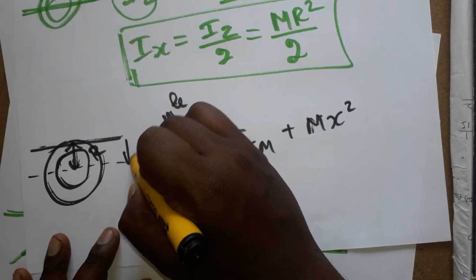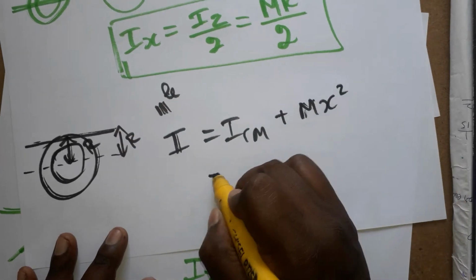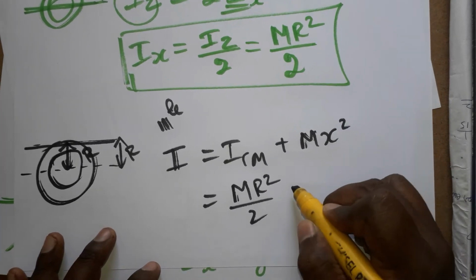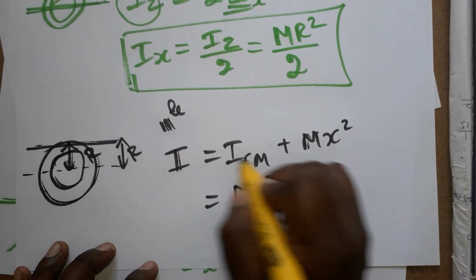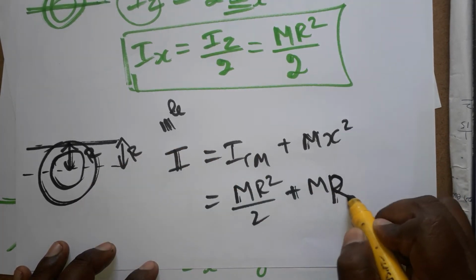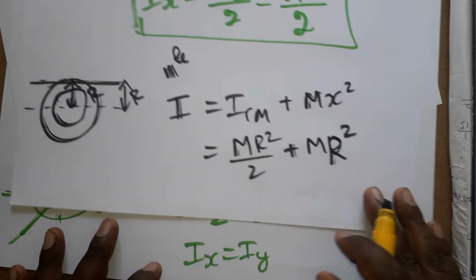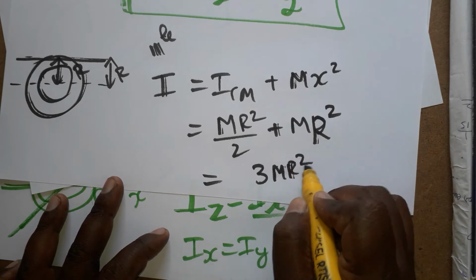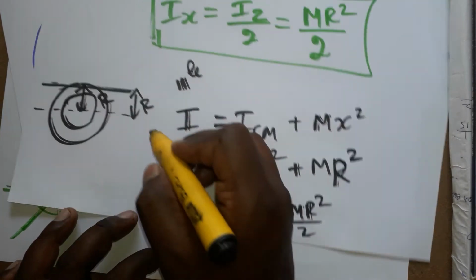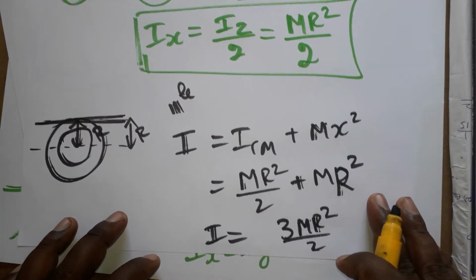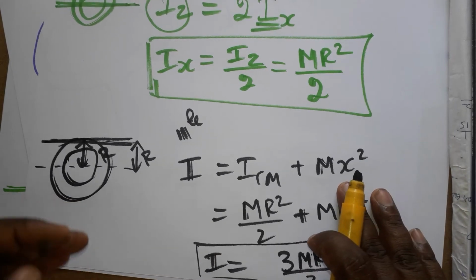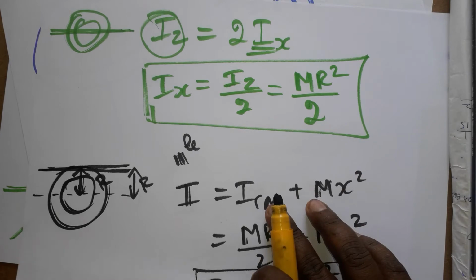Here the distance between the two parallel lines is going to be r. So the inertia at center will be mr square divided by 2 plus m x square, where x is r, the distance between the two parallel lines, so r square. This value we get as 3mr square divided by 2. The total inertia at the tangential line to the ring is 3mr square divided by 2. So finally I completed the ring inertia.